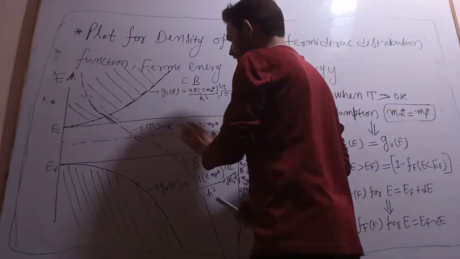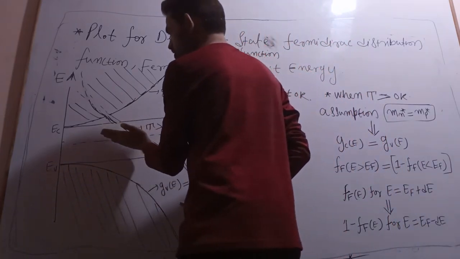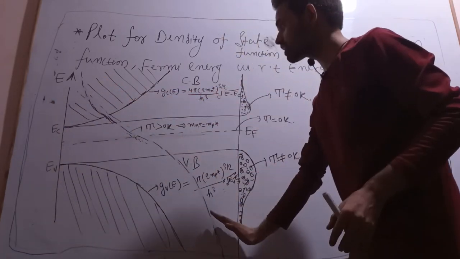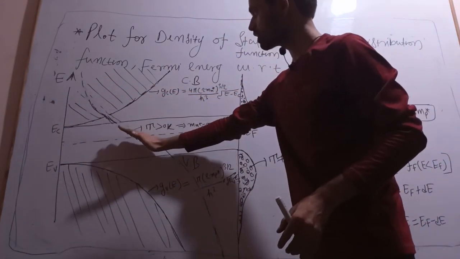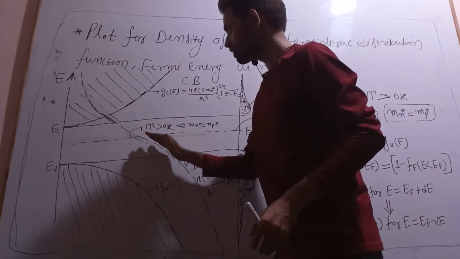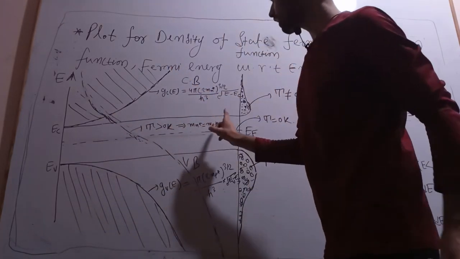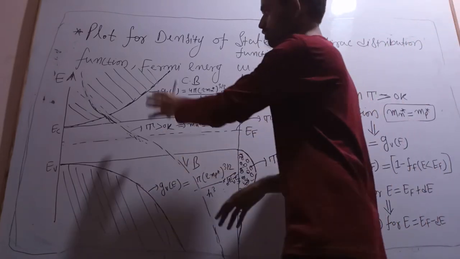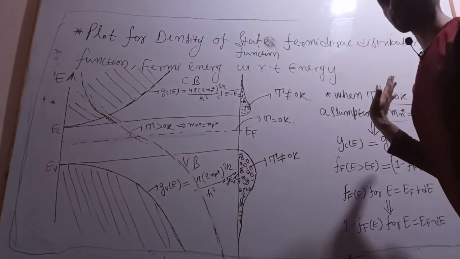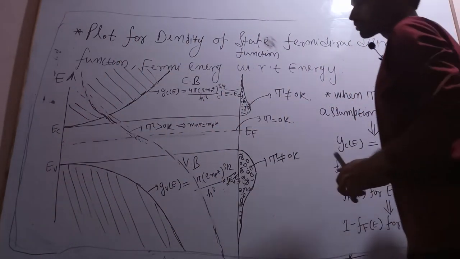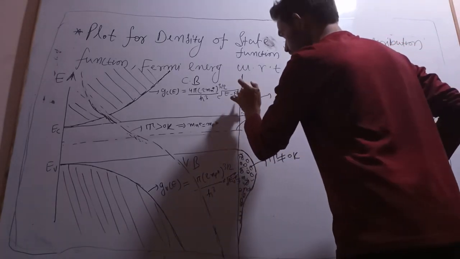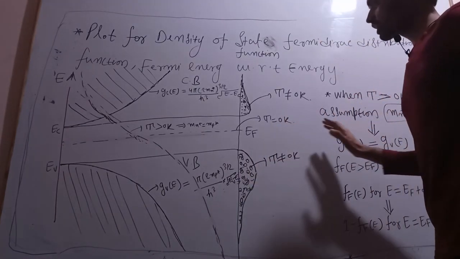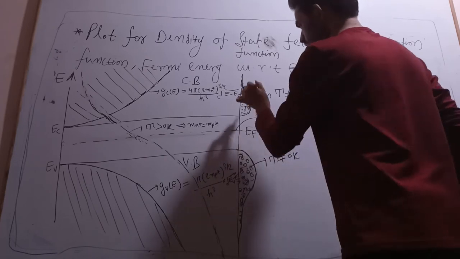If these effective masses are not equal, then the Fermi energy level will slightly shift from this mid gap, from this symmetry. This symmetry is possible under this condition only. Now these spikes will appear only under temperature greater than 0 Kelvin.